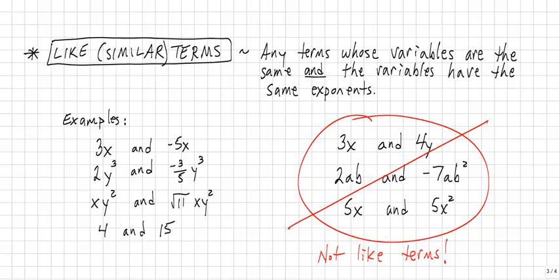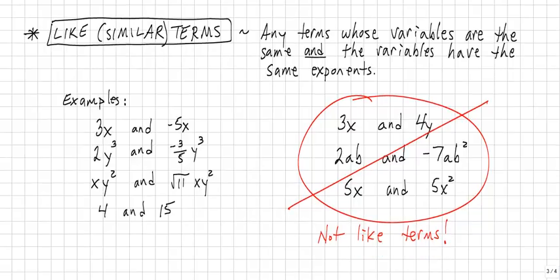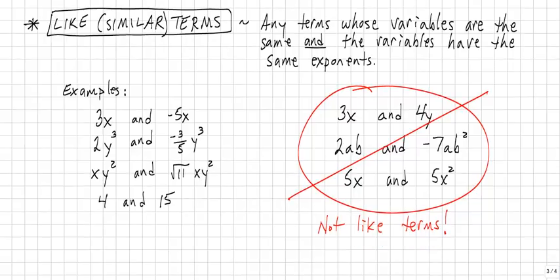All right, let's remind ourselves what like or similar terms are. I typically say like terms just because it's quicker. So like terms are any terms whose variables are the same and the variables have the same exponents. So the variables have to match and the exponents on those variables have to match.